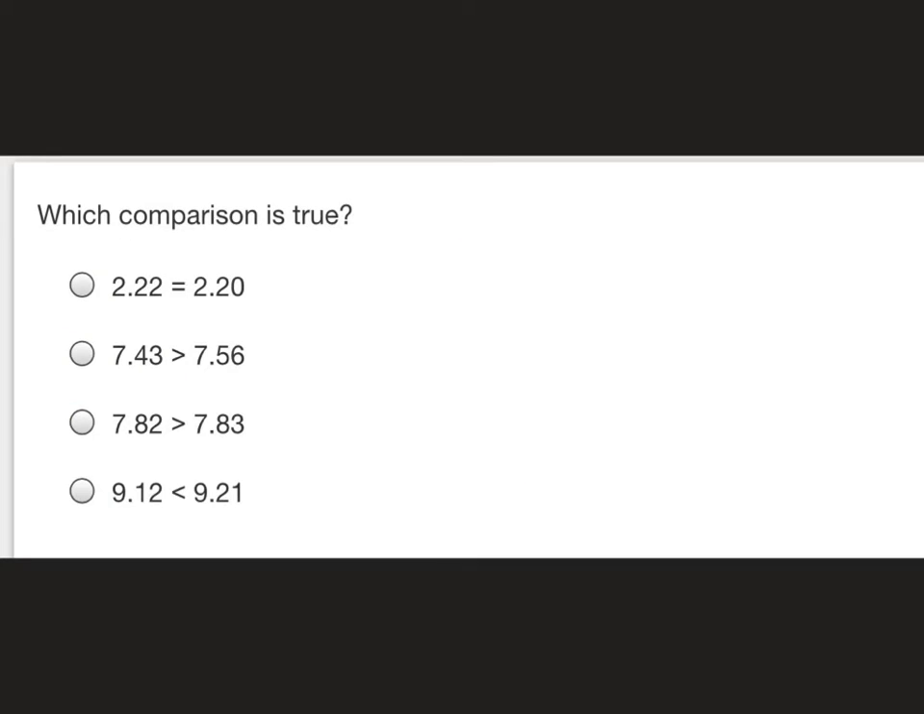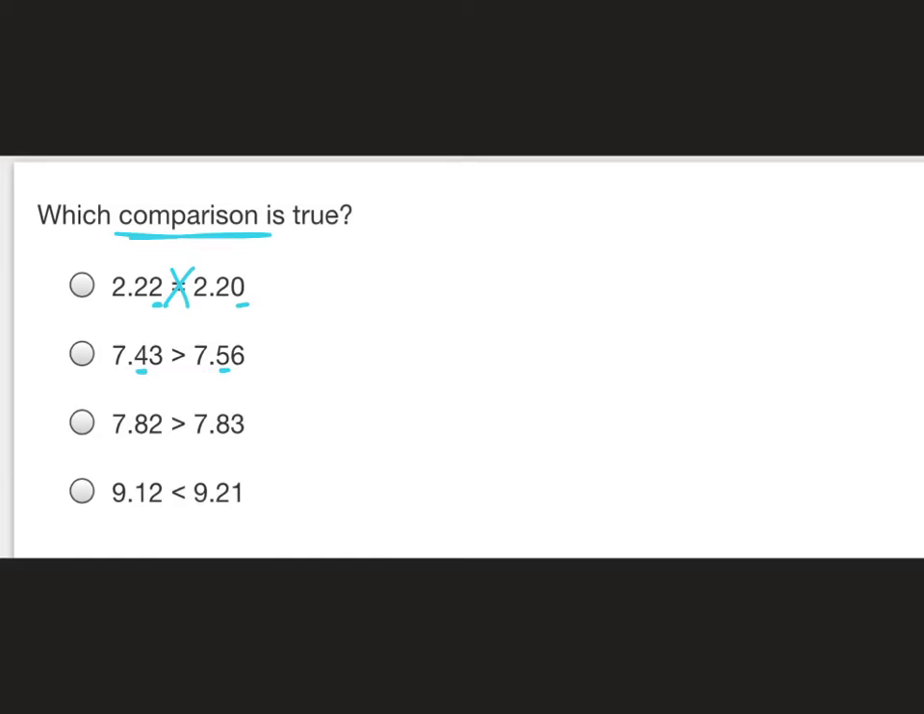All right, on this one, they want to know which comparison is true. So we've got to look through each one and say, okay, which one's telling the truth? So if I look at choice A, I can look at this place value and tell that obviously the hundredths place is different. So there's no way that this is equal, so it's out. The next one says 7.43, 7.56. I can see the first place value that is different is the tenths place.